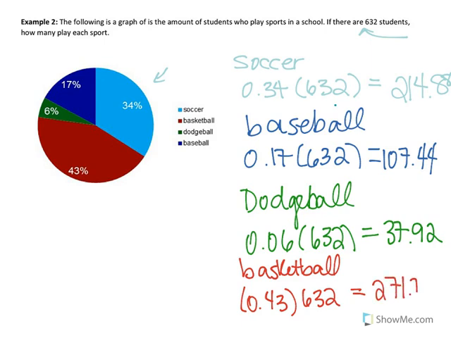And you get 271.76. All right, if I add all of that up, including the decimals, we should get exactly 632, and that is how you go from a circle graph into statistics, the actual numbers.